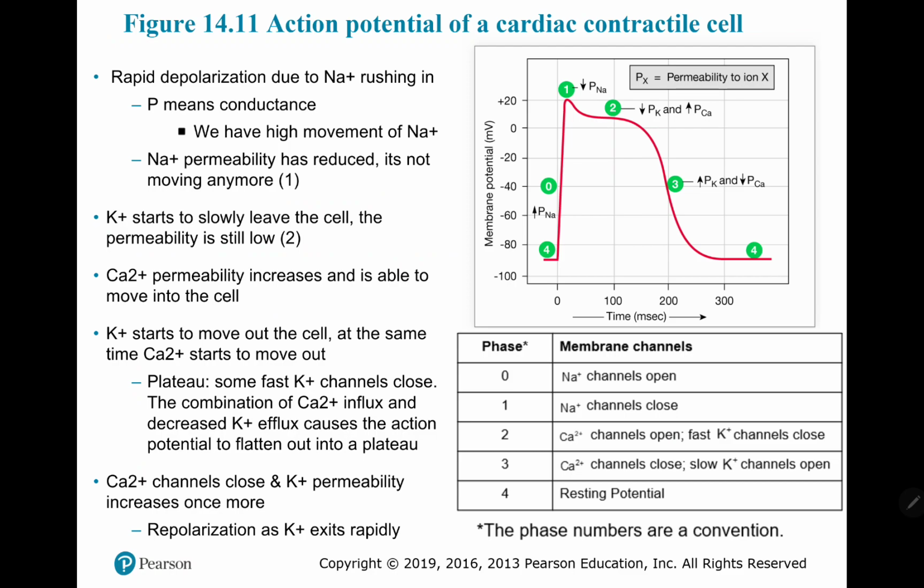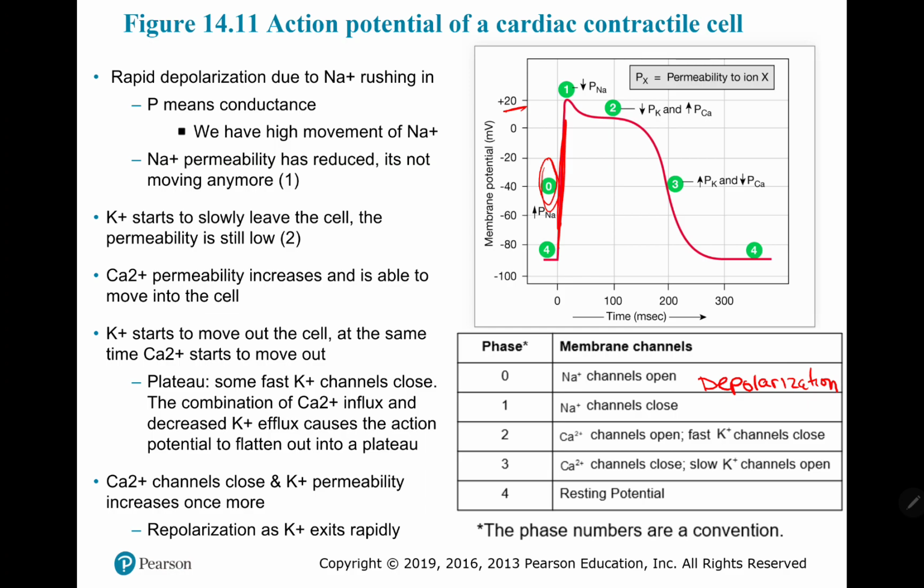Now, we talked about the action potential of nervous tissue or skeletal muscle tissue. However, when we look at the action potential of a cardiac contractile cell, you'll see these different phases. This is phase zero, the depolarization phase. Depolarization is where sodium channels are open. And then once we get to around 20 millivolts, those sodium channels will close.